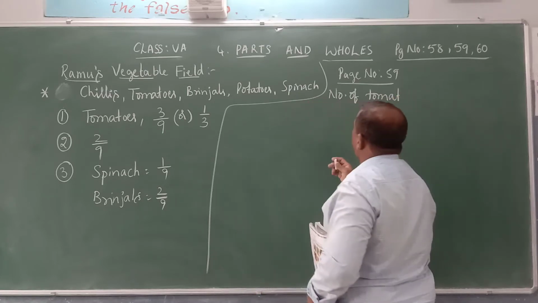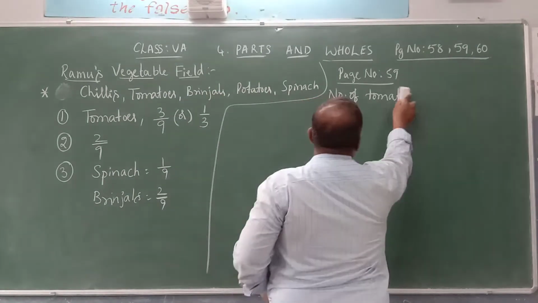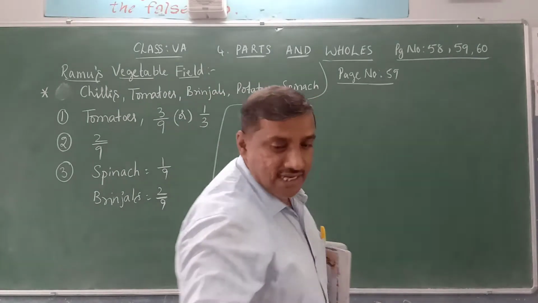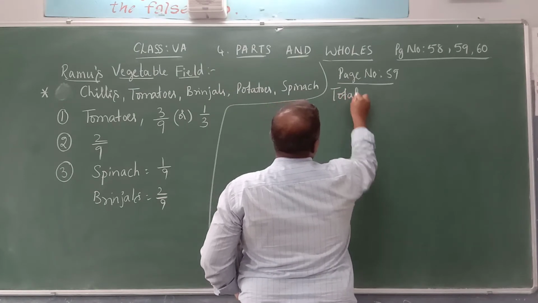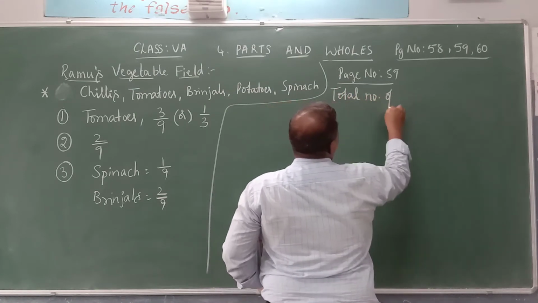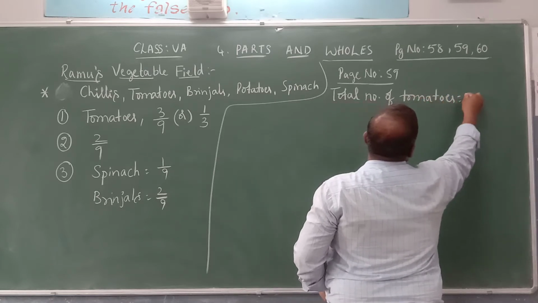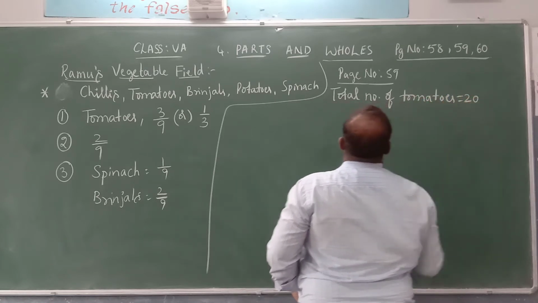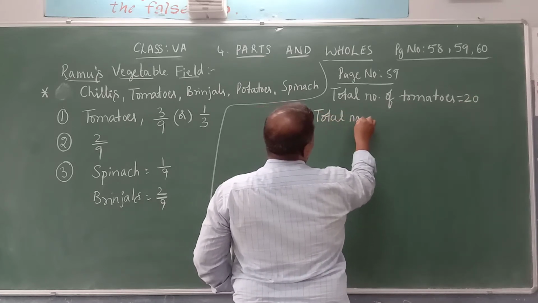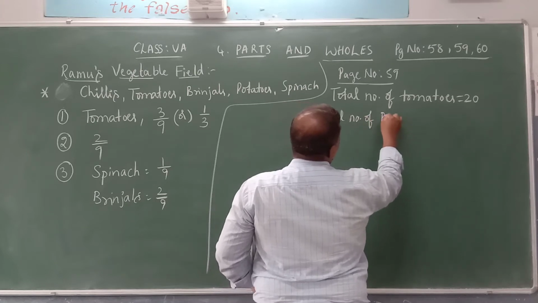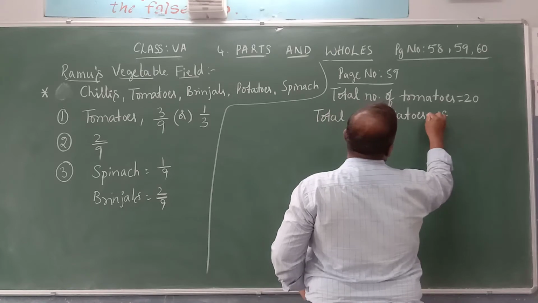Number of tomatoes. You can write the total number of tomatoes with Ramu. Finally, that is initially how much he is having. Total number of tomatoes. How many is he having? 20 tomatoes. And total number of potatoes, how many potatoes are there with Ramu? Only 18 potatoes are there.